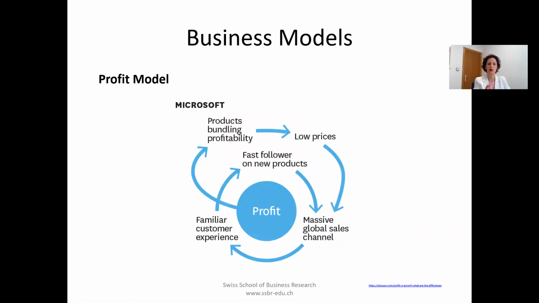So what is an example of a profit model business? Well, for example, Microsoft has a profit model where we can see that they have a massive global sales channel. They sell products, they sell consulting services, etc. They have a familiar customer service and fast followers on new products. They have profitability based on product bundling and low prices, which therefore turns again to a massive global sales channel.